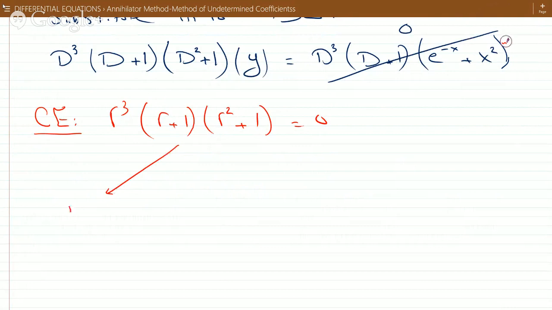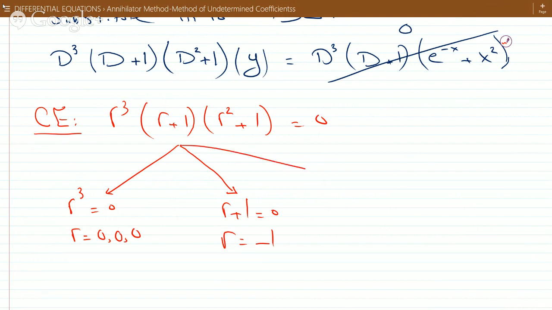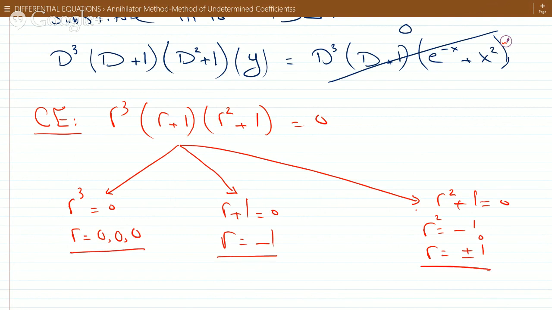So r cubed equals 0, which gets you r equals 0, 0, 0. Or r plus 1 equals 0, which would get you r equals minus 1. Or r squared plus 1 equals 0, which would get you r squared equals minus 1, which would get you r equals plus or minus i. So you have this, and these two. Okay, so you have 6 roots altogether.